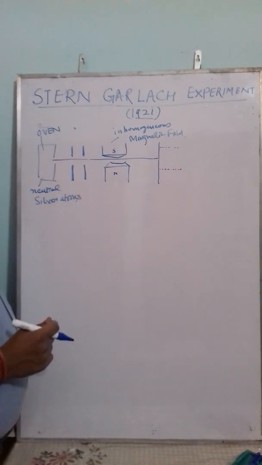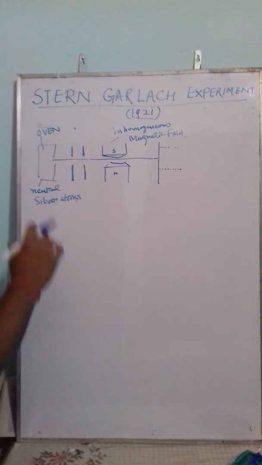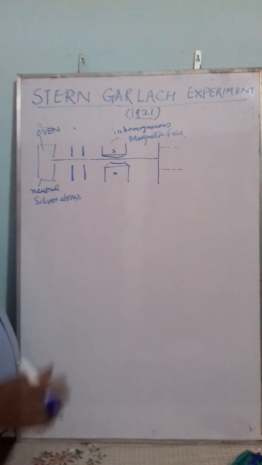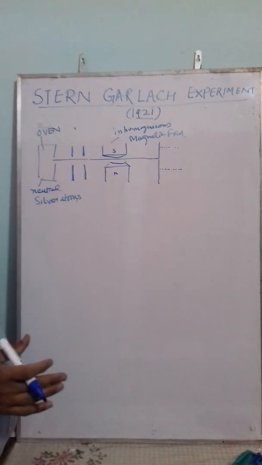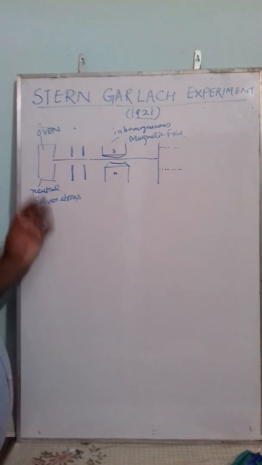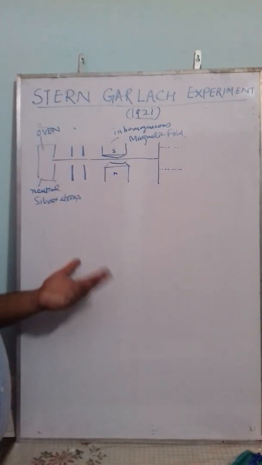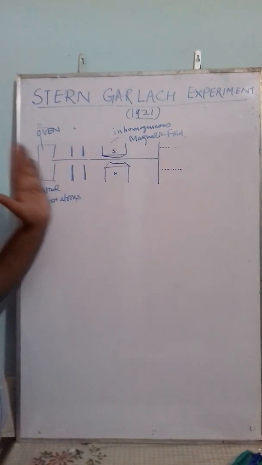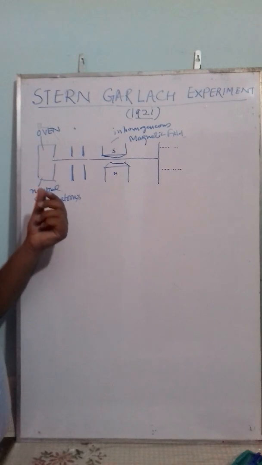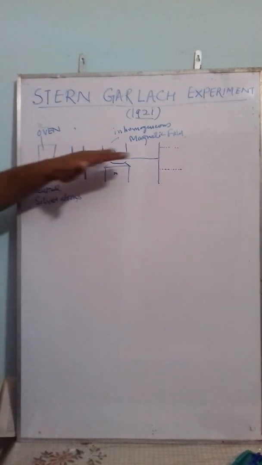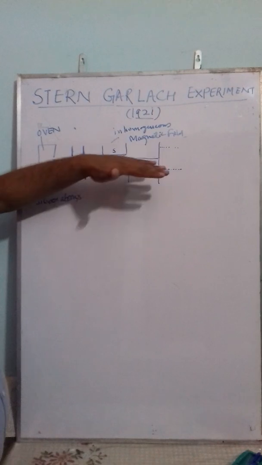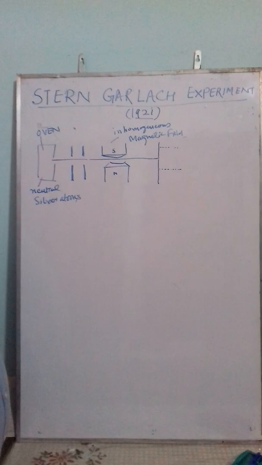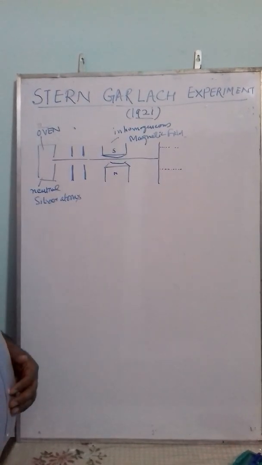So they confirmed that when this beam passes through this inhomogeneous field, as you all know, the atoms behave like magnets, and when a magnet passes through the magnetic field, it experiences a deflecting force. Due to the deflecting force, it gets deflected. Since the magnetic field is inhomogeneous, these magnets passing through it are divided into two symmetrical traces, and we obtain two symmetrical traces over here.